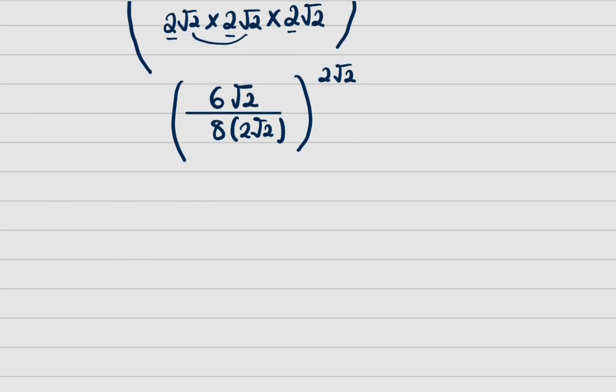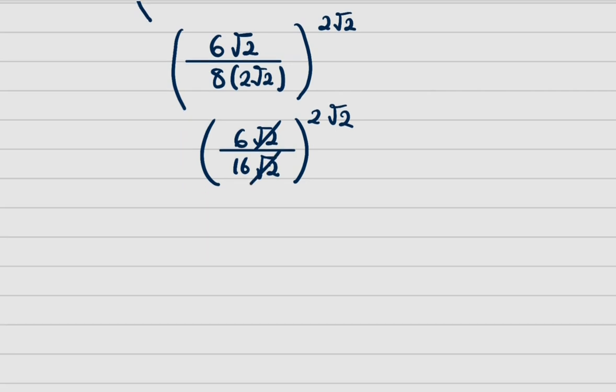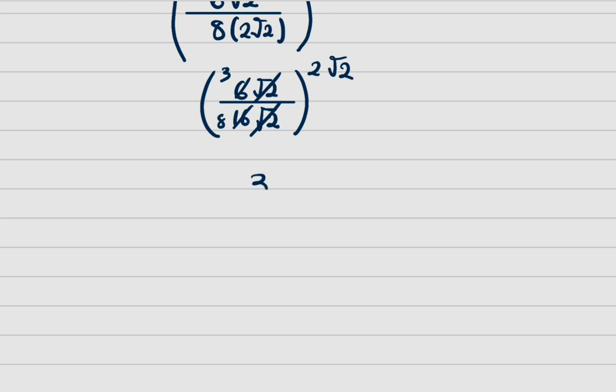Now, looking at this very well, you can decide to take off some things after you rearrange so that you are going to have 6 root 2 all over 8 times 2 is 16 root 2. Then everything is raised to power 2 root 2. Now you can see this will cancel this out, so that I have 6 over 16 becomes 3 over 8, all raised to power 2 root 2.